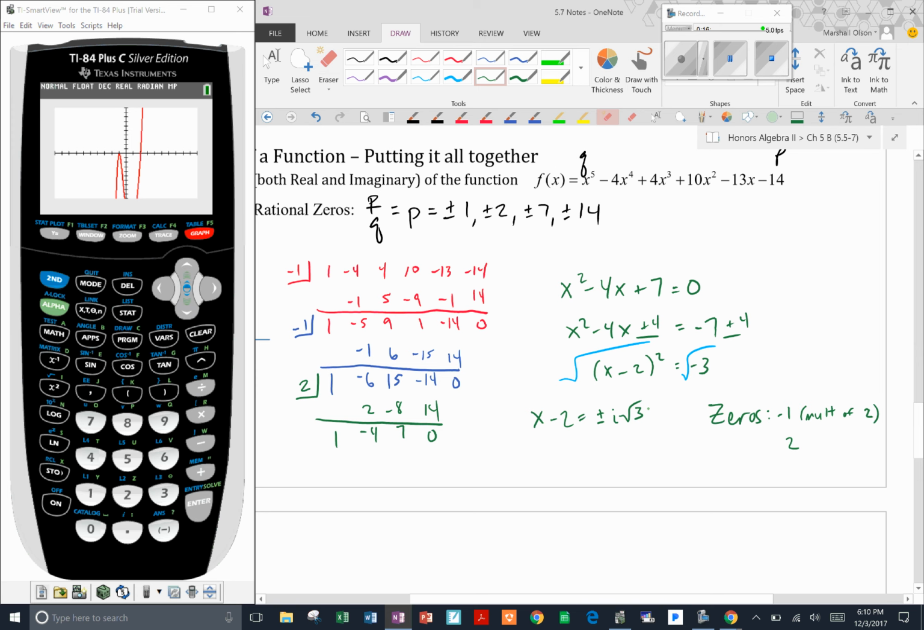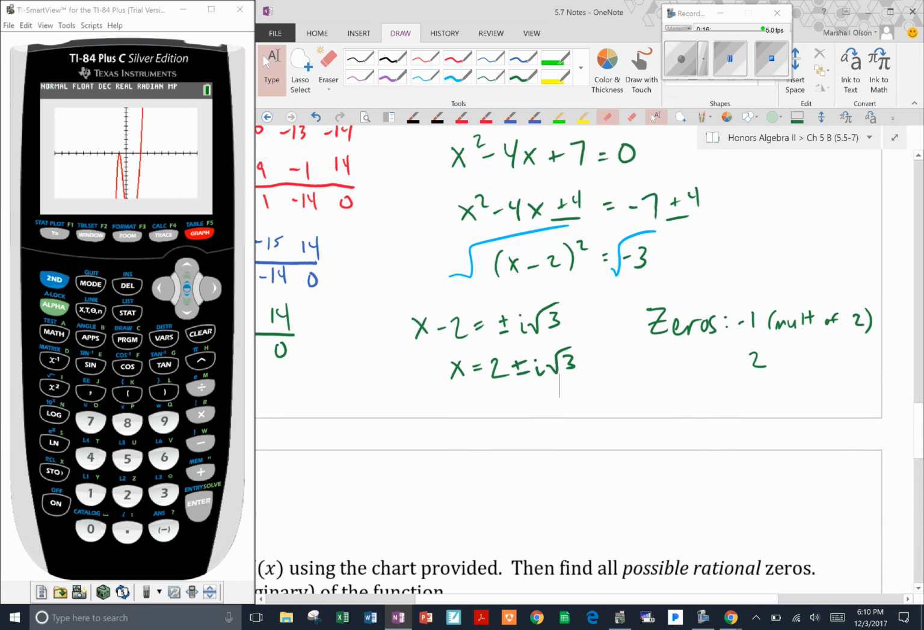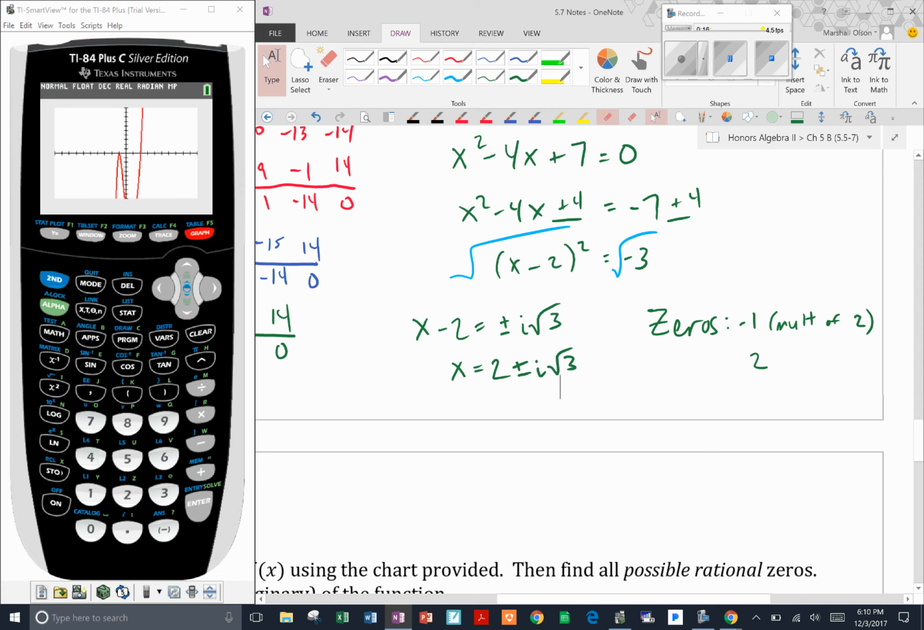There's your conjugate pairs. Excuse me, irrational conjugates, not complex conjugates. Oh no, I'm sorry, it is complex because of the i. Now we're going to add that 2 over. There are your imaginary answers: 2 plus i square roots of 3 and 2 minus i square roots of 3.